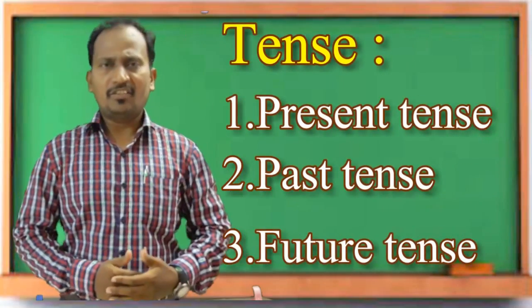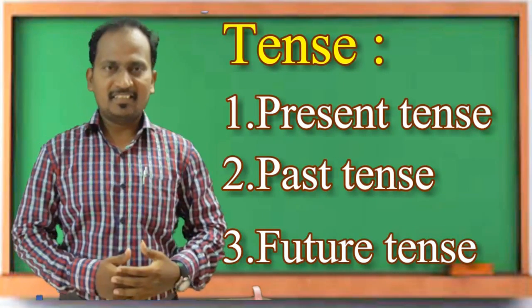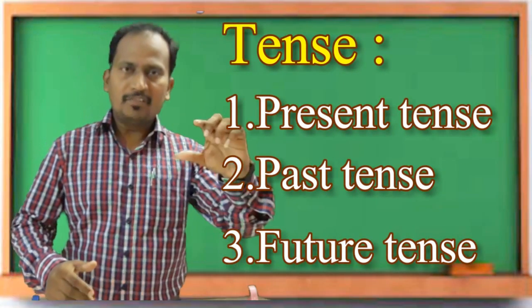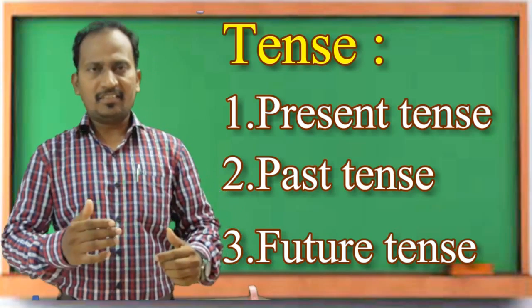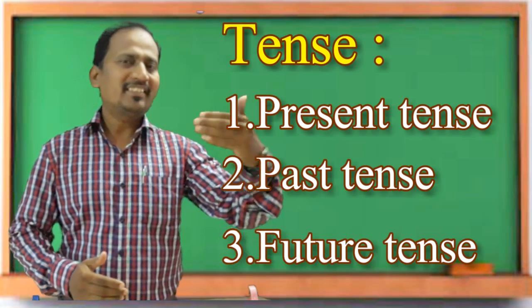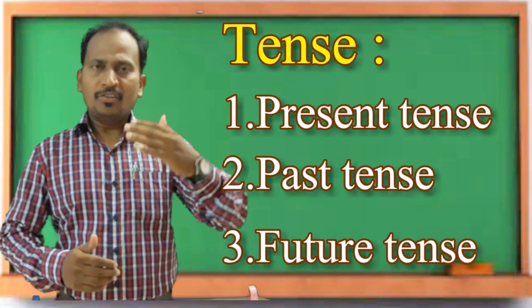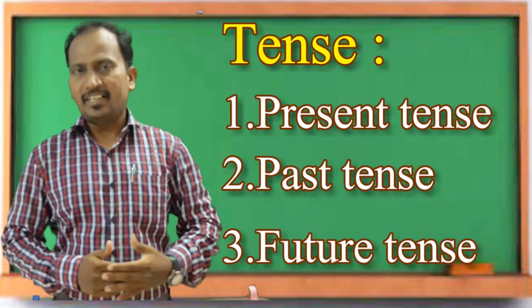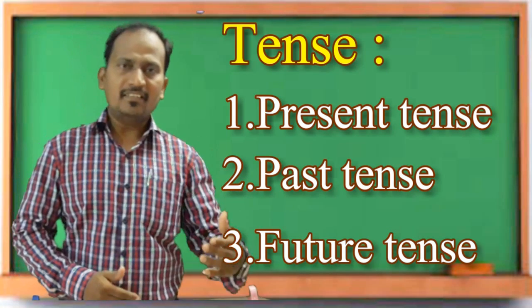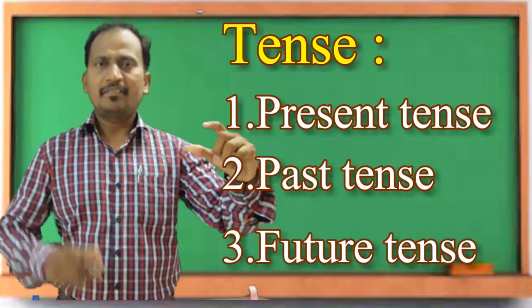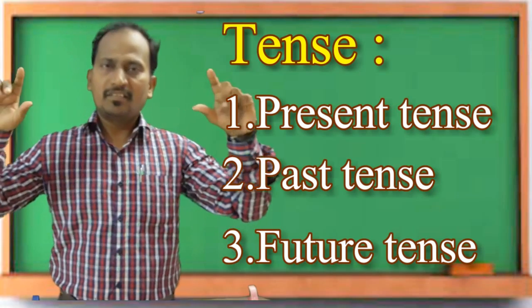What is tense or what is the use of tense? Tense of a verb tells us when the action takes place. Right? So there are three main tenses and these are present tense, past tense and future tense.